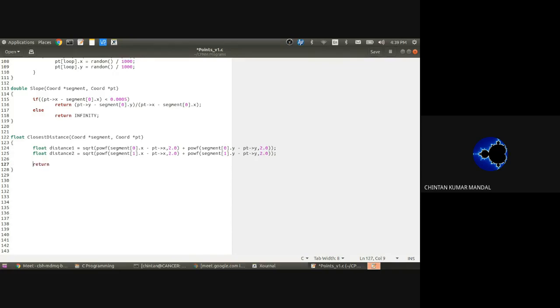Return distance 1 less than distance 2, distance 1. Yeah. So let's make this less. Any question? No, sir.